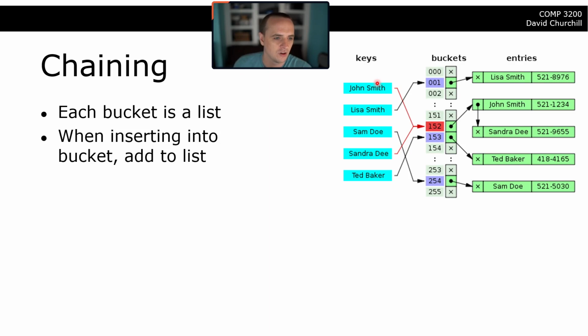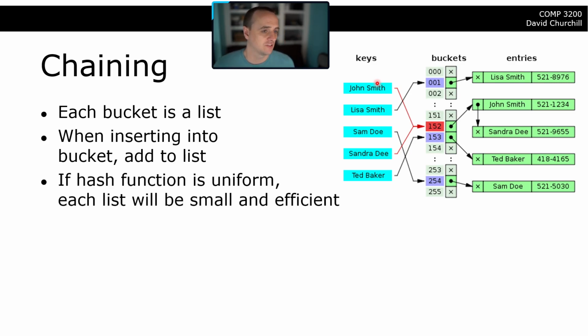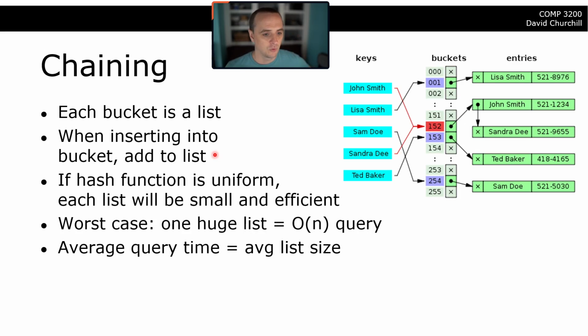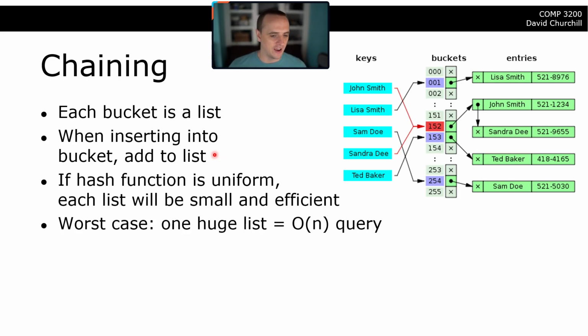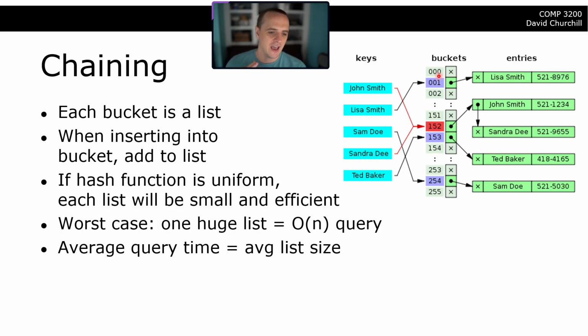All right? So when inserting into the bucket, we are actually adding to the end of a list. There you go. That's chaining. So if a hash function is uniform, then each list should have the same size and it should be relatively small, right? In the worst case, if everything collides, then we're just going to have one huge list. And that's going to suck because it's O of n query time. So in order to find our entry, we have to look through the whole thing. And so the average query time is going to be the same as the average list size.